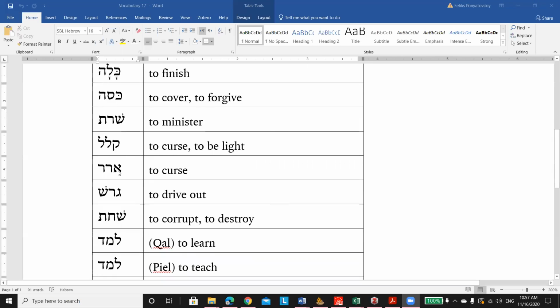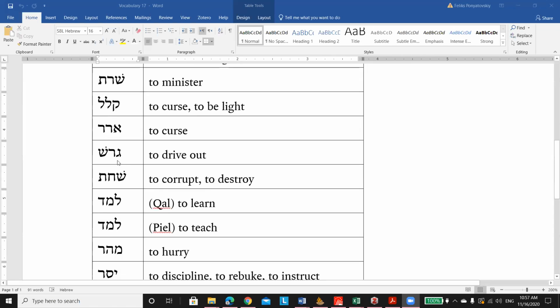The same word, by the way, this one doesn't occur very much in Piel. It occurs in Kal mostly. Arar, to curse. So they have synonymous meaning. Geresh is to drive out. Shihet is to corrupt or to destroy. It would have these two meanings, and just context will help us to identify which meaning is in view.